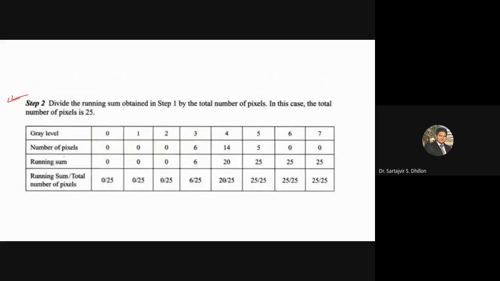Now you have to divide the running sum by the total number of pixels. The total number of pixels is 25, 5 into 5. Again, you divide the running sum by the total number of pixels. Still you need not divide it here, but please write it in this format. Hopefully there is no problem in this slide.